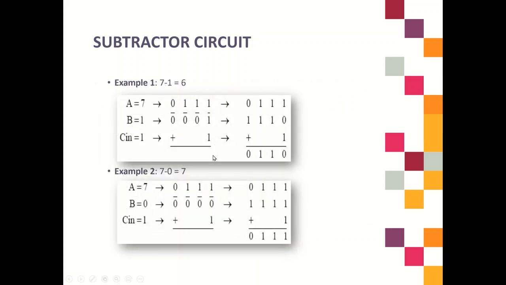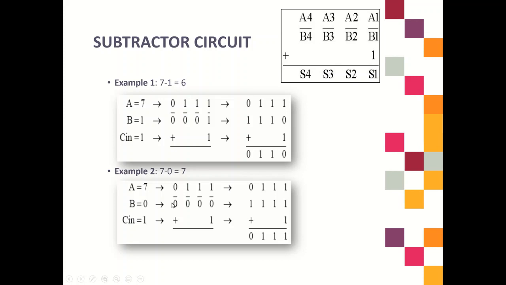Now we look at an example of how we can perform the subtraction by using the subtractor circuit, or the process of subtraction. These two examples are based on this format. You have 4 bits for A, 4 bits for value B, and of course you need to add 1 to get the value of your sum.